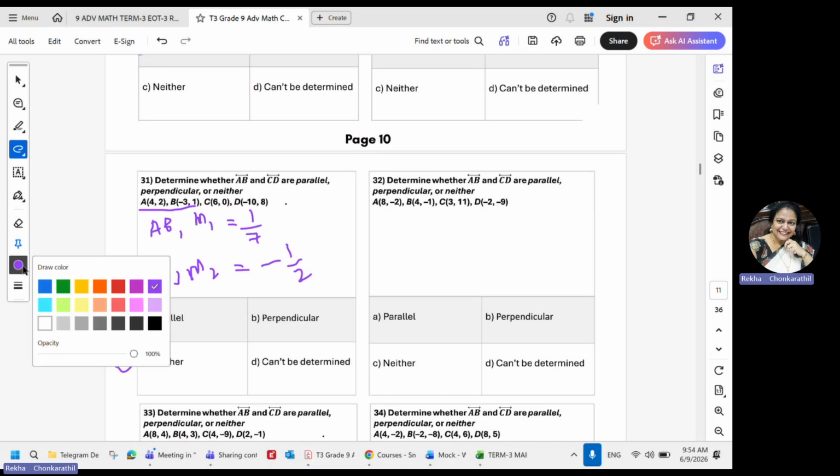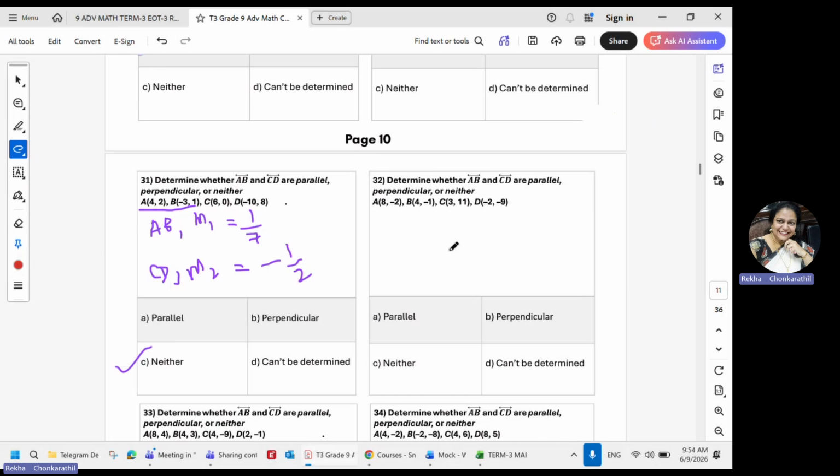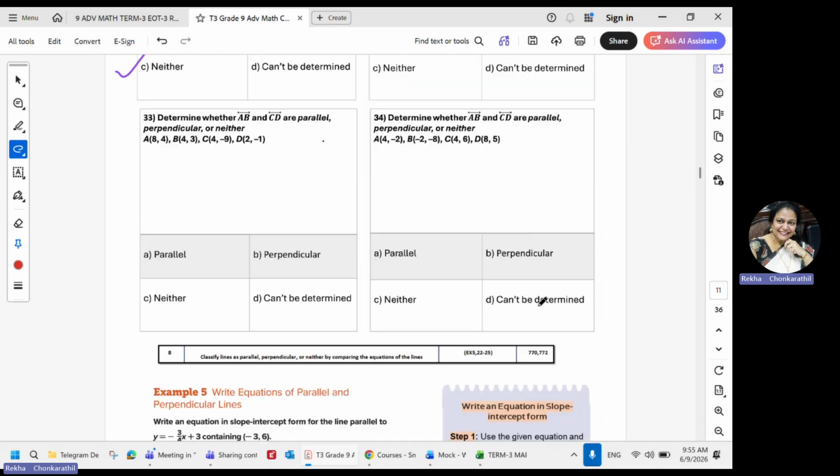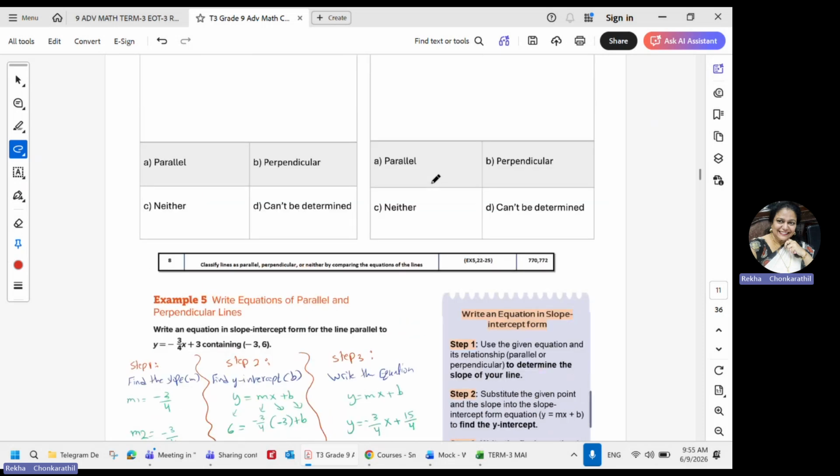Now let's do one example where you can have the lines perpendicular. Here, when you calculate the slope M1 for AB, you are going to get negative 1 by 4. And when you calculate M2 for CD, you are getting the slope equal to 4. So you know that M1 is not equal to M2, but when you multiply M1 with M2, the product gives you -1. So this is the property of the perpendicular line. So your answer will be perpendicular. Similarly, try the other example by just finding the slopes of the lines AB and CD.